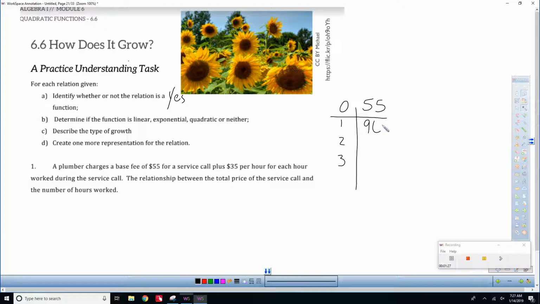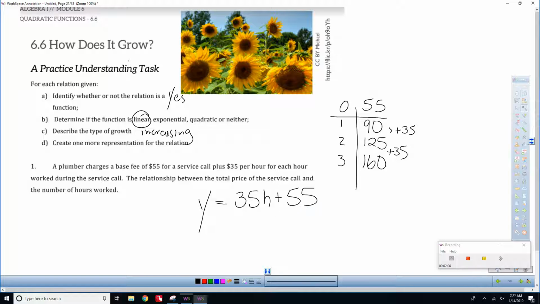That's $90. If it was 2, then it'd be $125, I think. If I added another 35 to that, it would be $160. So notice that we are adding 35 for each hour. So this is linear. It's increasing. And if we wanted to do one more, if we wanted to go over and above, I would say this is y is 35x, or h, plus 55. That's what we're doing in all these examples.